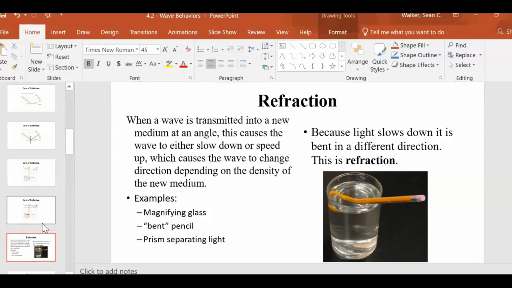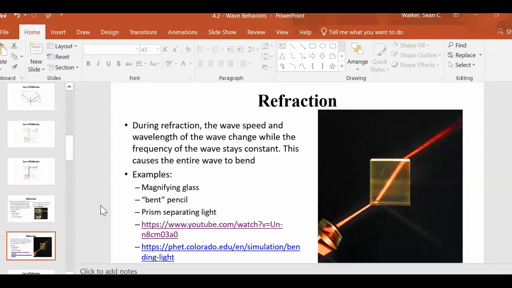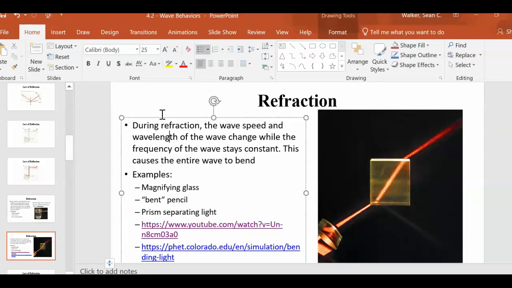I don't know if you ever learned in elementary school how rainbows are created, but basically sunlight from the sun hits a water droplet, and when it goes into the water, the light bends and different colors bend different amounts, and that's what causes rainbows to form. So refraction is a cool wave behavior. It's one of my favorite wave behaviors actually.